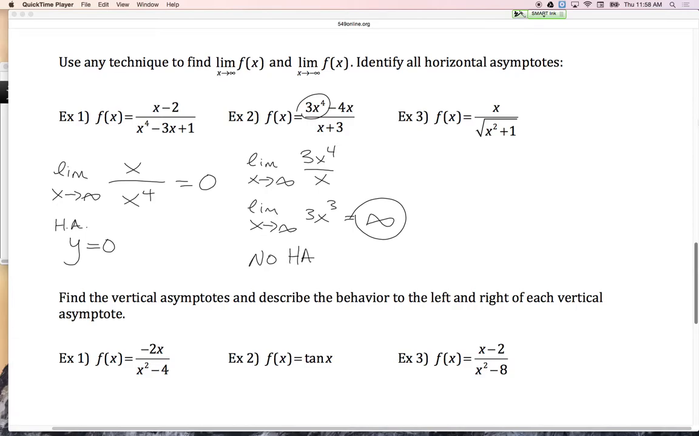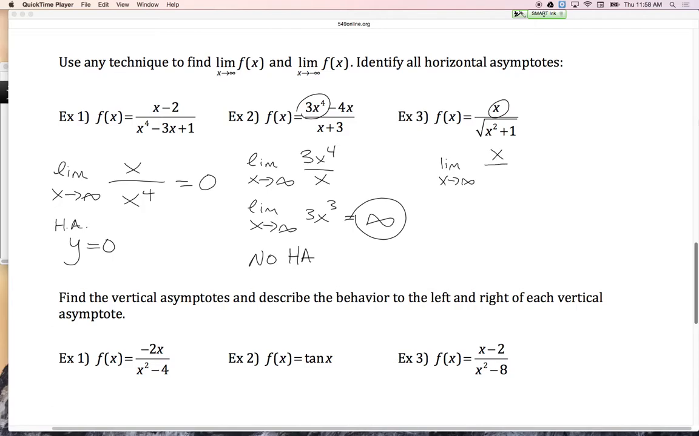Next example. F of x equals x over the square root of x squared plus 1. Is this going to matter? Yeah, you're actually going to have to approach both ends. Listen, why? Because when you look at this, you start with the limit as x approaches infinity, and you think, I'm just going to check the one at the right because I don't think it matters too much.